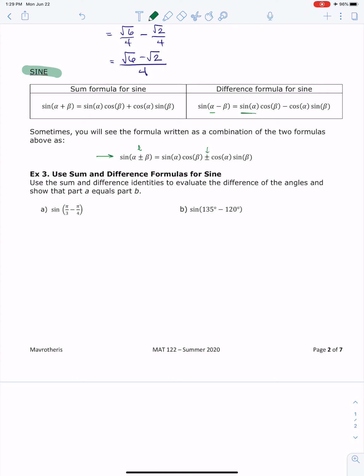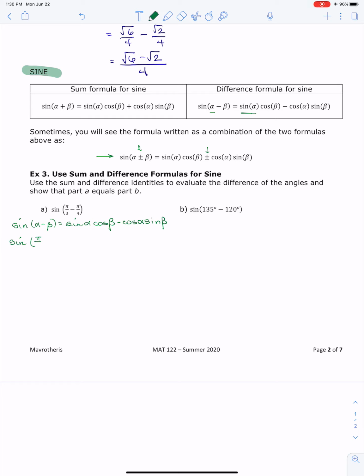So let's do this. I've got the sine of pi over 3 minus pi over 4. So I've got a difference, sine of alpha minus beta. And again, I'm going to write this out. Sine alpha cosine beta minus, these match, cosine alpha sine beta. Keep in mind, there's one sine alpha, one sine beta, one cosine alpha, one cosine beta. Nothing should be duplicated.